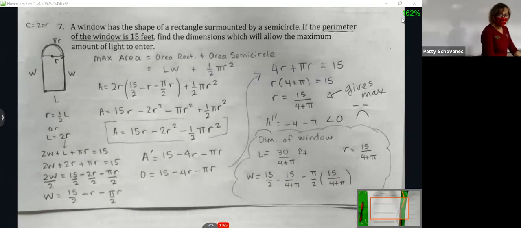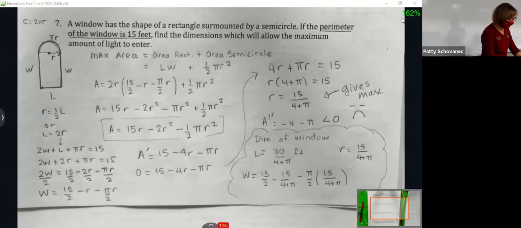So when was the last time you built something where the radius has a pi in it? How do you measure that with your little tape measure? A special notch for pi?